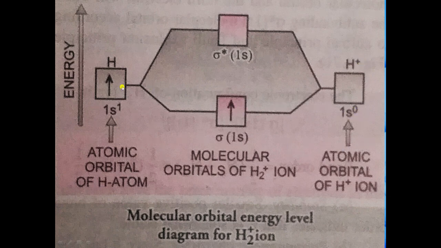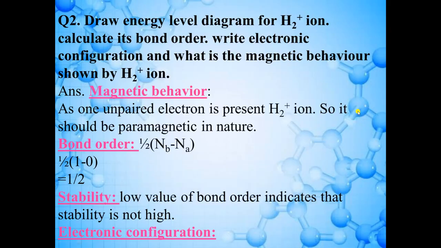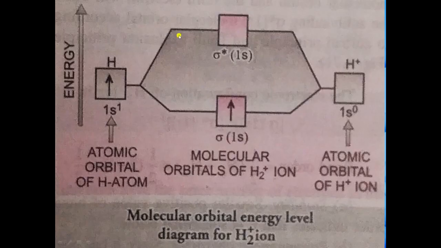So when we fill electrons in atomic orbitals, here we will fill one electron and here no electron is present, because the electronic configuration of H positive ion is 1s0. I am again explaining that we are drawing the energy level diagram for H2 positive ion. H2 positive ion is formed from hydrogen and H positive. Okay. Now we will fill molecular orbitals.